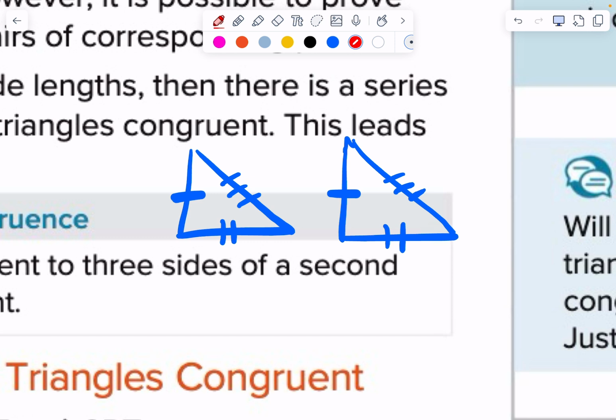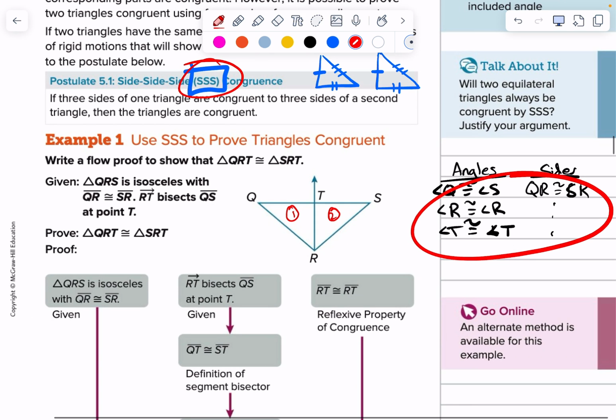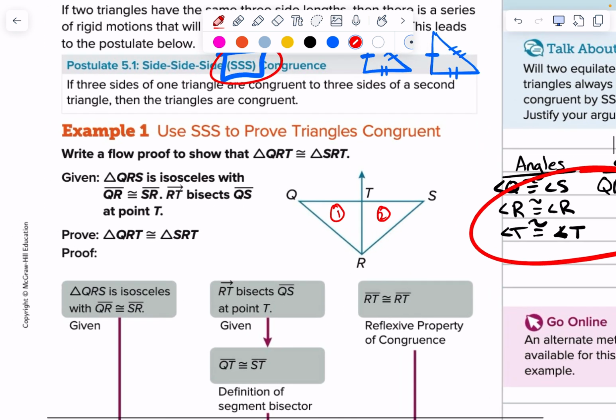So when I'm doing a proof, all I have to do is look for: have I shown that these 2 sides match? Have I shown that these 2 sides match? Have I shown that these 2 sides match? If I did that, then we're done. So that is side, side, side congruence. We don't have to talk about the angles. Yes? All right, so let's go to this.